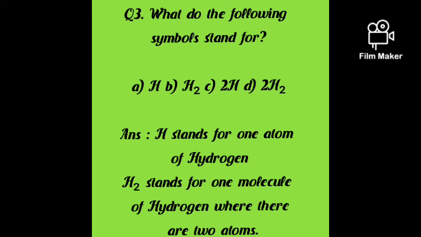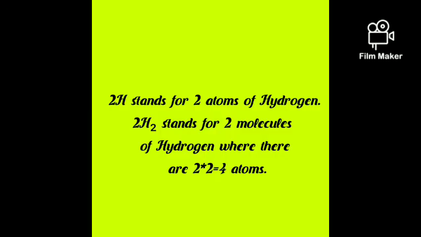What do the following symbols stand for? H, H2, 2H, 2H2. H stands for one atom of hydrogen. H2 stands for one molecule of hydrogen where there are two atoms. So these things you have to keep in mind while you frame an equation. Like 2H stands for two atoms of hydrogen and 2H2 stands for two molecules of hydrogen where there are 2 into 2 equal to 4 atoms.